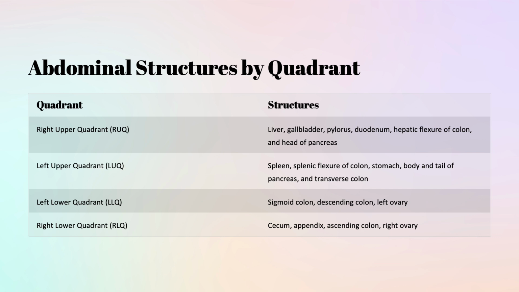This table just summarizes what I have said in the earlier part of the discussion. So the RUQ, the right upper quadrant, contains the liver and the gallbladder. While for the left, we have the spleen. The left lower quadrant, we have the sigmoid colon, while for the right lower quadrant, we have the appendix.